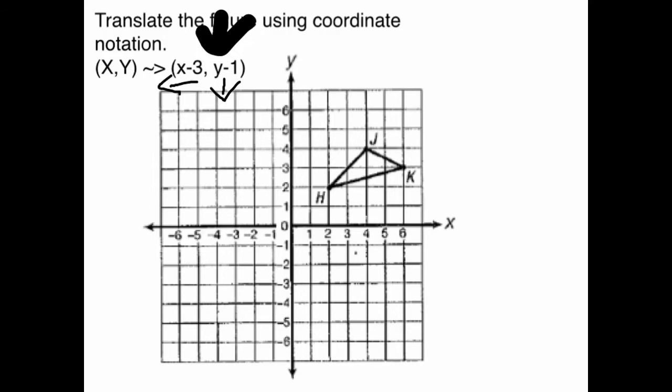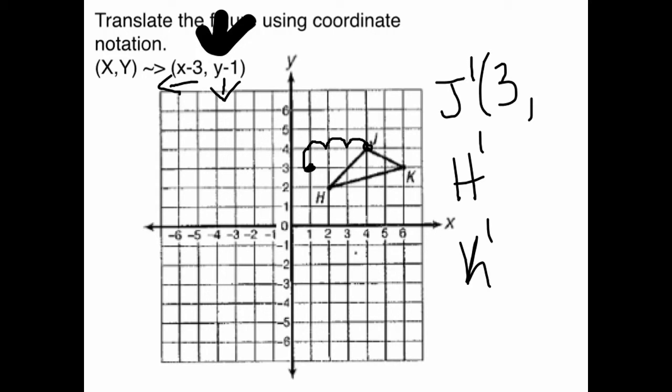Now, let's work with our triangle. I want to move it 3 units to the left and 1 unit down. So here are my coordinates for J prime, H prime, and K prime. And I'm going to fill those in as I go. So let's start with J. Again, all I'm doing is moving it 3 units to the left, 1 unit down. So let's go over first. 1, 2, 3, and then 1 unit down. My new coordinate for J prime is going to be 3, 1.